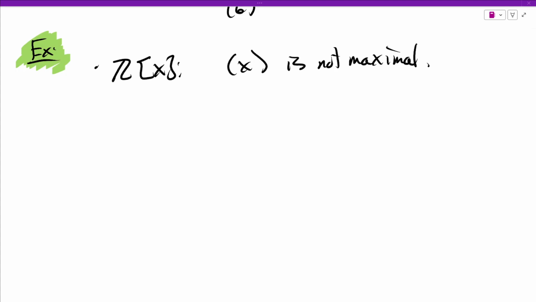All right, so let's look at this example that I promised. In Z adjoin X, the ideal generated by X is not maximal. Why is that? Well, (X) is contained in the ideal generated by X and 2 that we saw a while ago, and it's very much not equal to the ideal generated by X and 2.